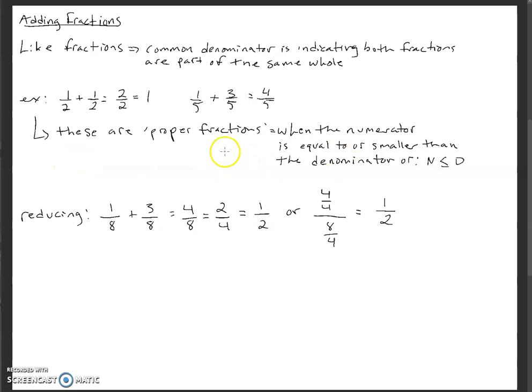These are known as proper fractions, when the numerator is equal to or smaller than the denominator. So if we get into reducing proper fractions, for instance, we have 1/8 plus 3/8.